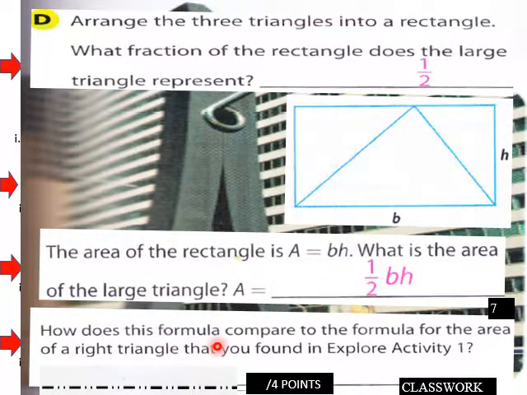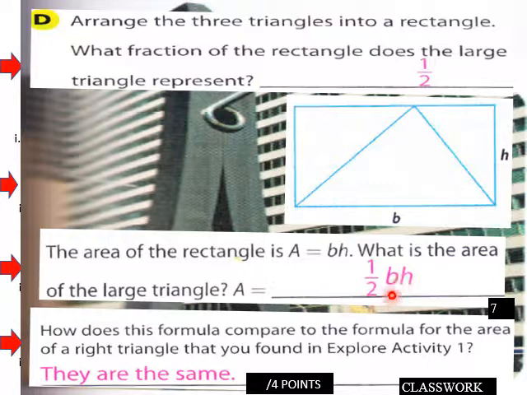Again, how is this formula compared to the formula of the area of a right triangle that you found? They are the same. So it doesn't matter if the triangle is a right triangle or not. To find the area of a triangle, it's 1/2 base times height.